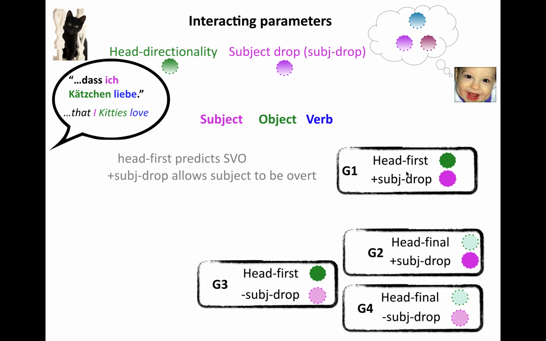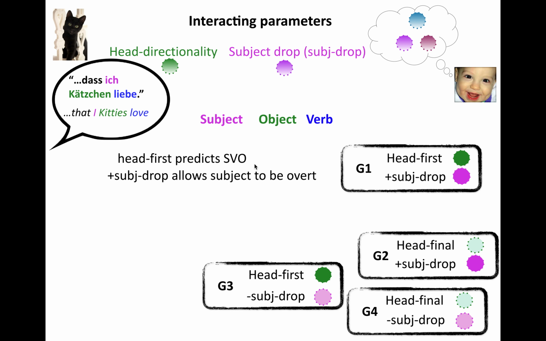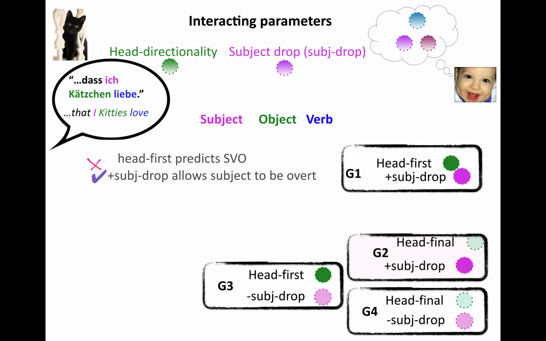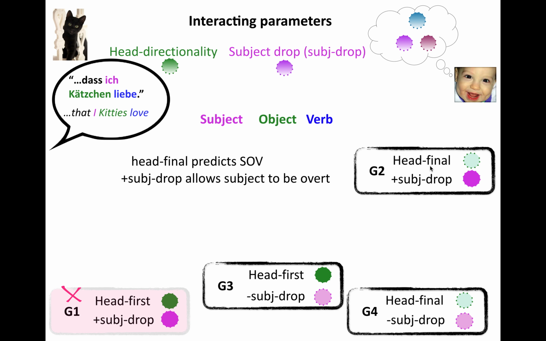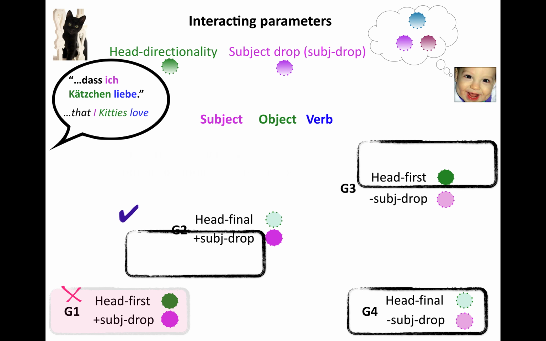So, look at grammar one. Head first predicts that we should see subject-verb-object, because in the verb phrase, you want to have the verb coming before the object in head first. Well, it's not what we see, but plus subject drop allows the subject to be overt. That's okay, right? But it's really the SVO order that's not okay with this, so this grammar can't account for this data point. What about this one? Well, head final is good. That predicts the right order, and plus subject drop allows the subject to be overt. That's fine. Great. So this grammar is compatible.